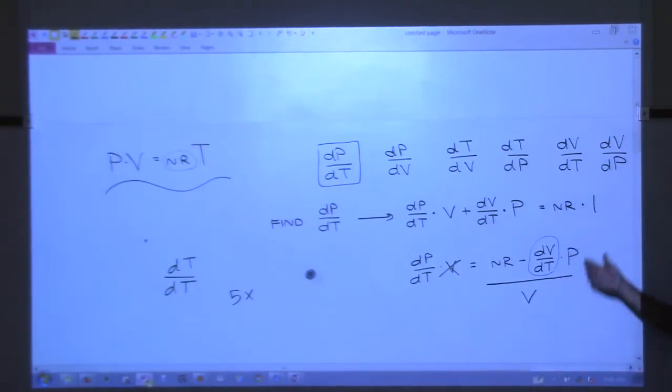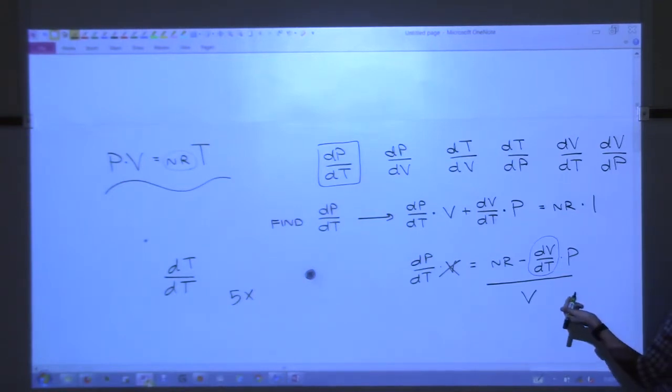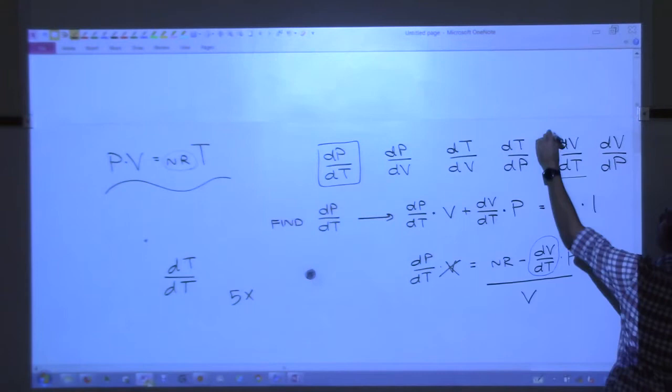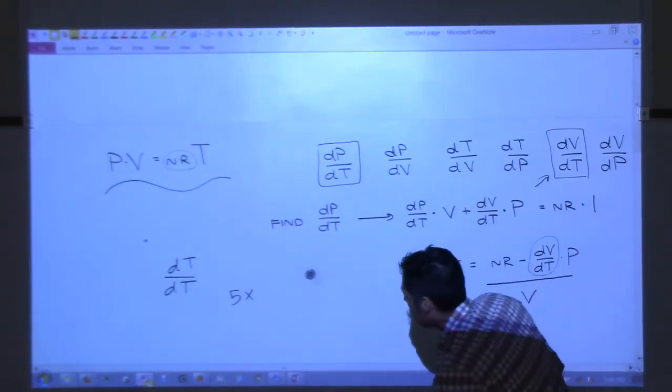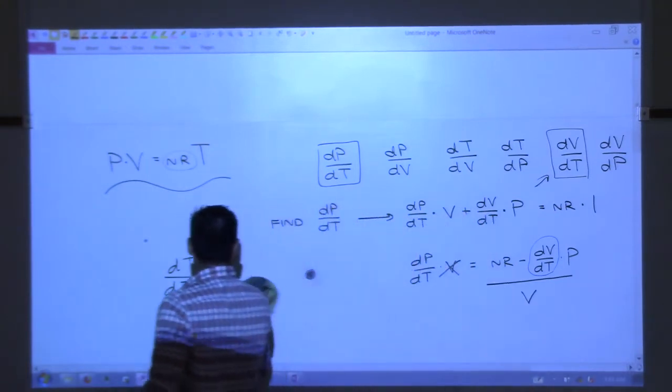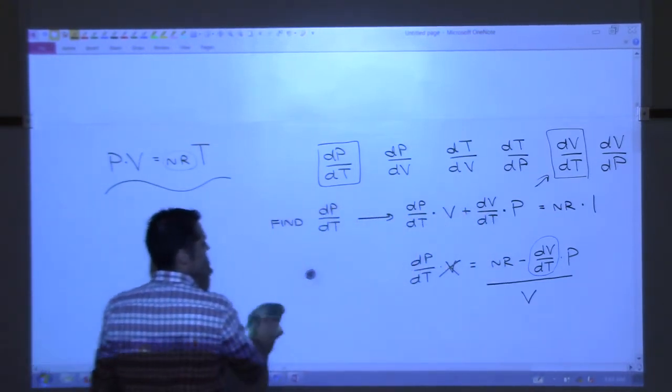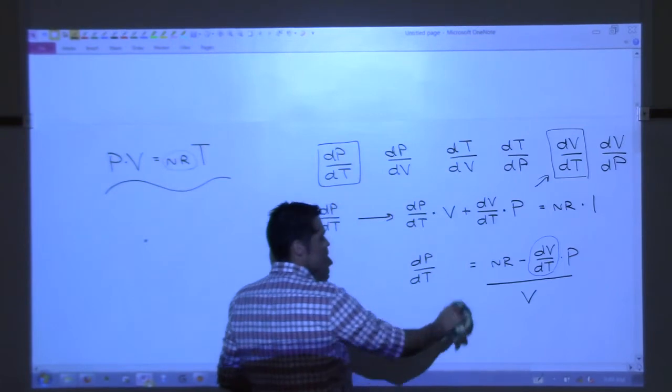All right, should we do another one of these? There's 6 different ones that we could do. How about you try one on your own? How about, I don't know, do this one right here. Do that one right there. Go dV/dT, see if you can get that. Okay, so that was the answer for that one.